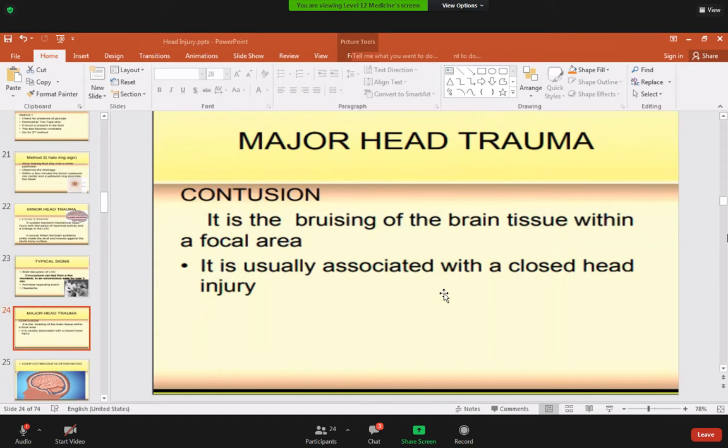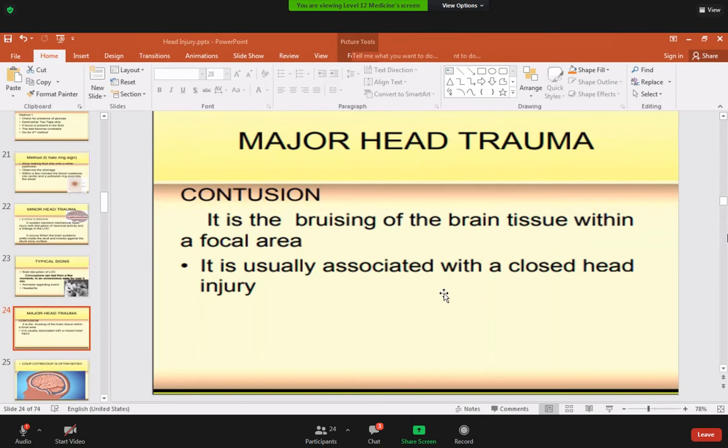The loss of consciousness in concussion is brief, and in contusion there is a more massive loss of consciousness, a prolonged loss of consciousness, because internal hematomas are developing that may extend it. I mixed the two things. Concussion is a brief pause of consciousness, and when things become bigger, the loss of consciousness is affected accordingly. Contusion is bruising of the brain tissue within a focal area.